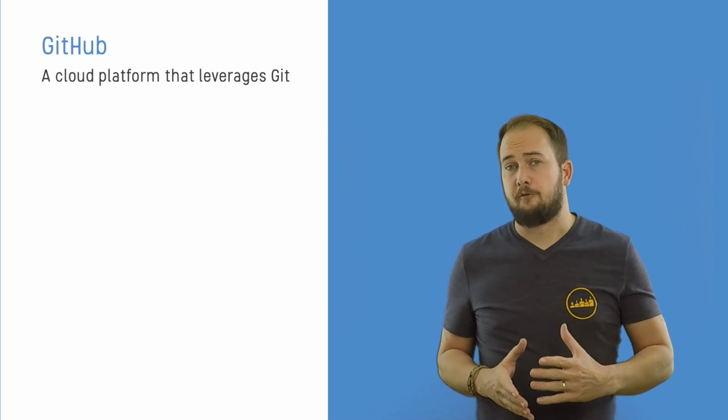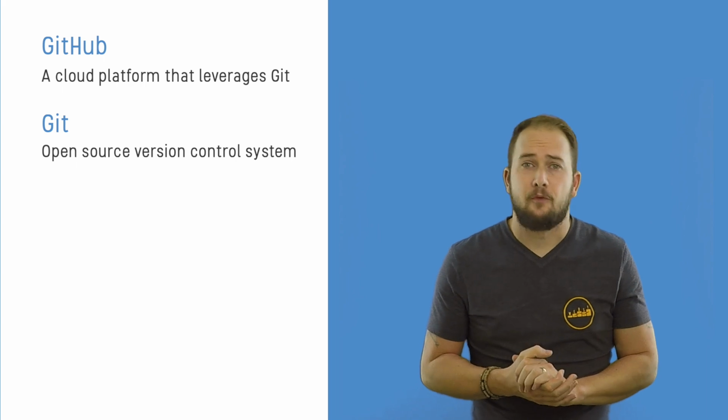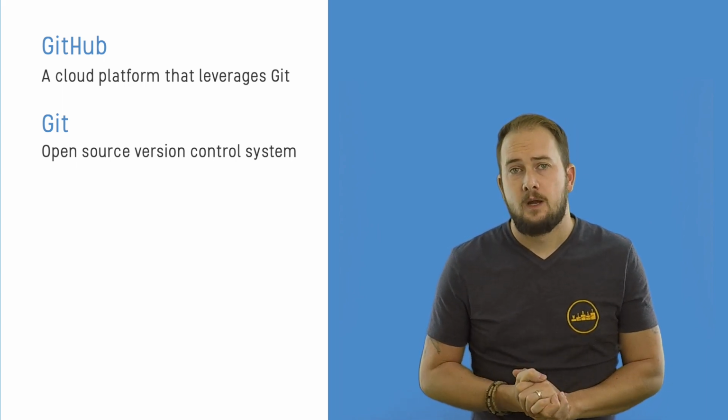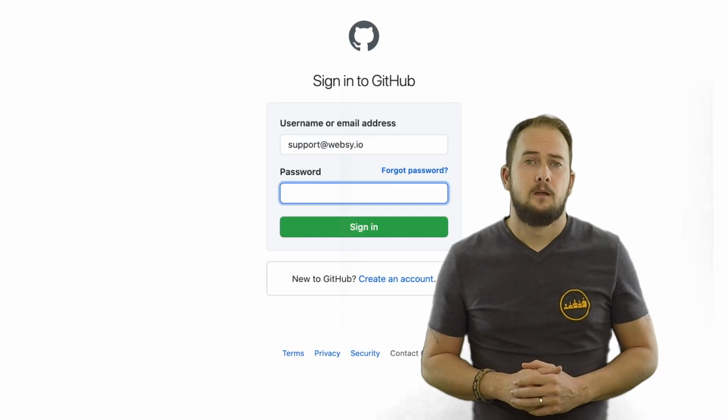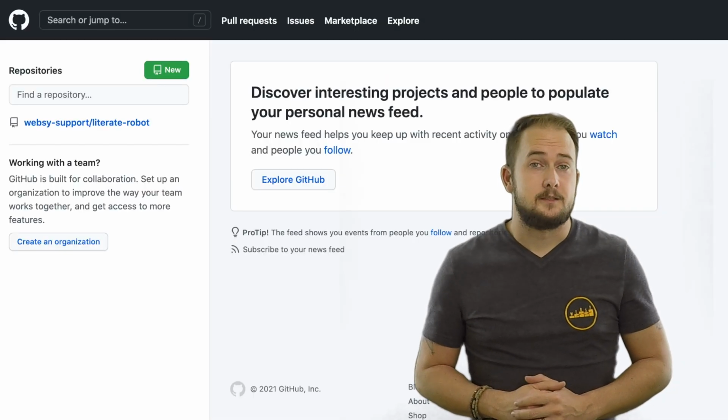GitHub is a cloud platform that leverages a version control system called Git. So before we can continue, you'll need to make sure that Git is installed. Instructions on how to do this can be found in the course description. And if you haven't already done so, you should also create an account on github.com. Once registered, log into your account and you should see something like this.